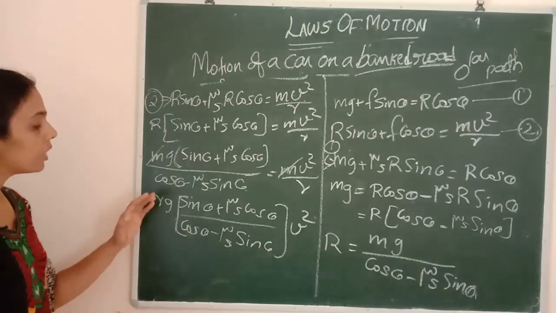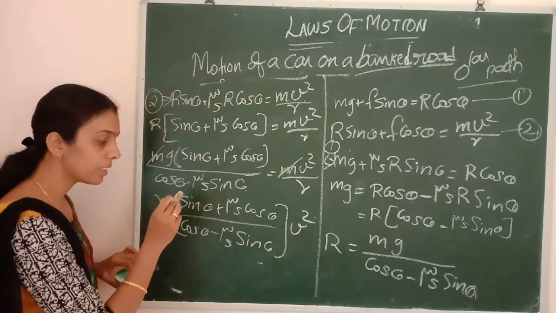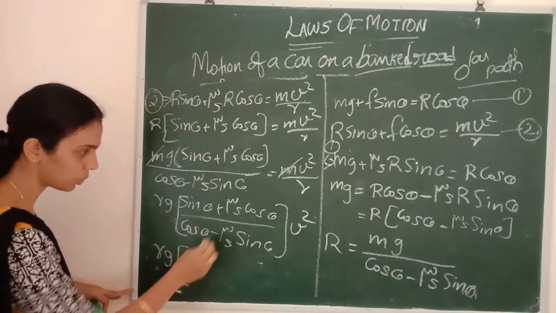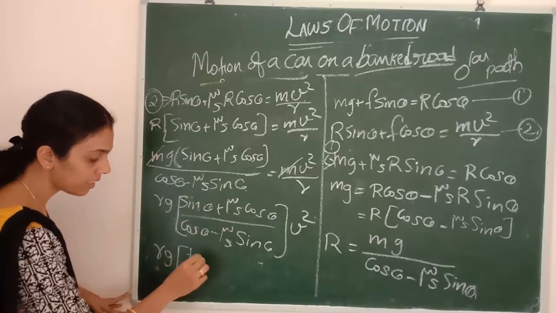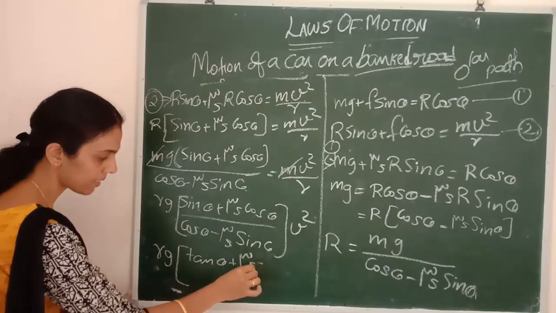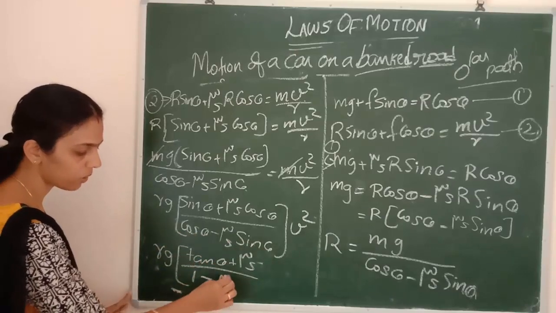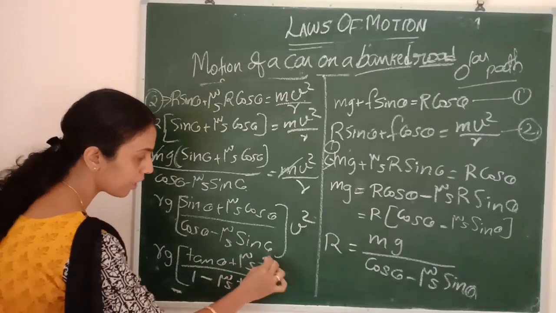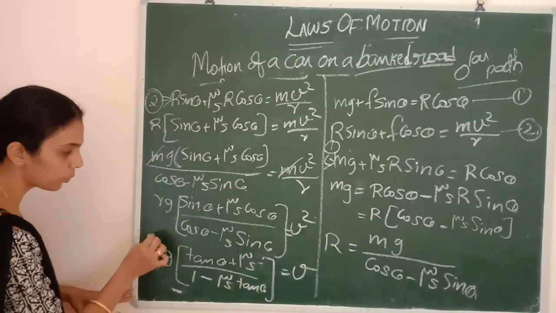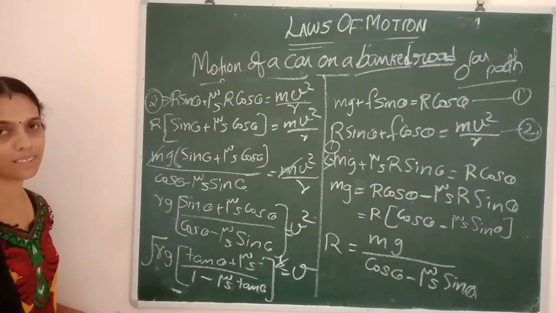So what will be v? Square root of this one. I am doing one approximation here. Now I am going to divide by cos theta in numerator and denominator. So I can write it as Rg into sin theta by cos theta, tan theta, plus mu s cos theta divided by cos theta, 1, divided by 1 minus sin theta divided by cos theta, tan theta, equals v square, isn't it? So what will be v? Root of Rg into mu s plus tan theta divided by 1 minus mu s tan theta.